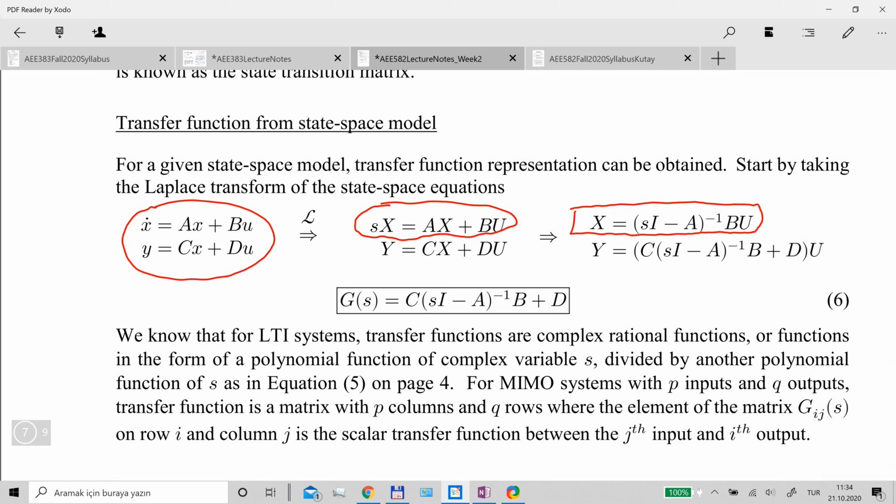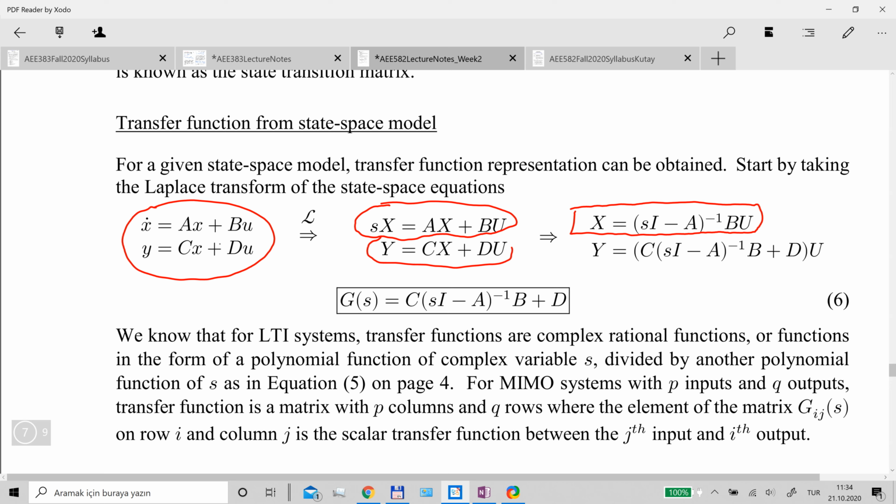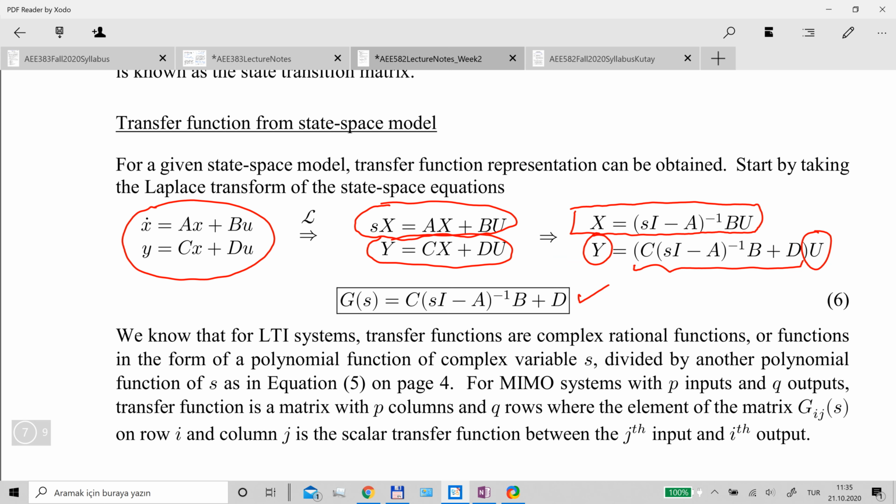Next, we insert that into our output equation, and this will give the relation we're looking for. The Laplace transform of the output is equal to this term times the Laplace transform of the input, which means the term we have in parentheses is our transfer function. So this is the transfer function that corresponds to the state space model with matrices A, B, C, and D.